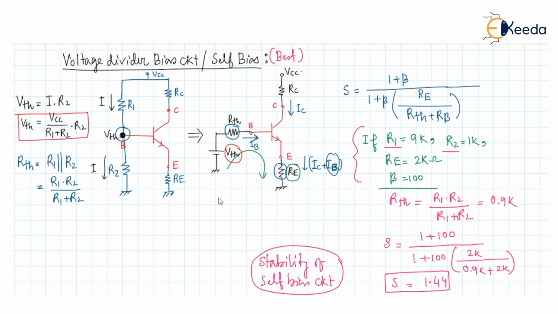In this way we can find the stability of a bipolar junction transistor. So this is all about the stability of a bipolar junction transistor.